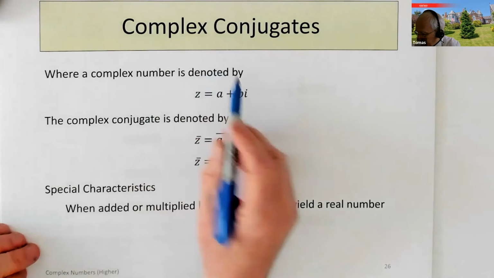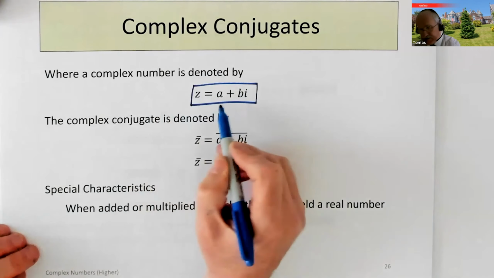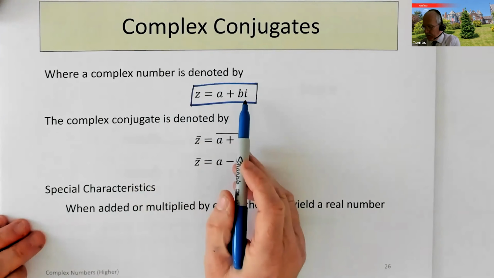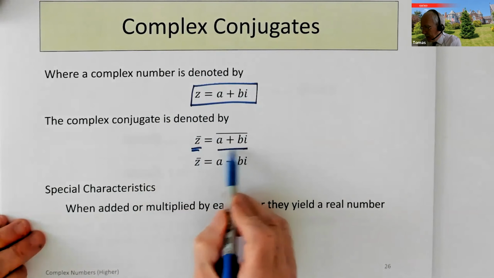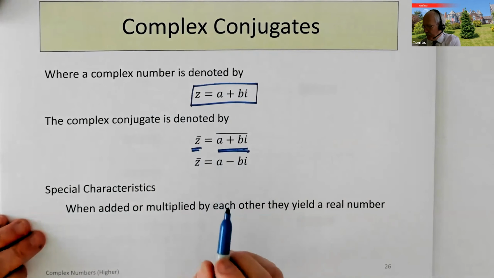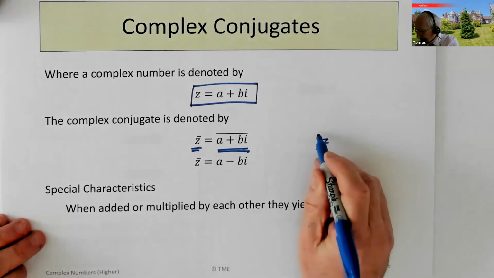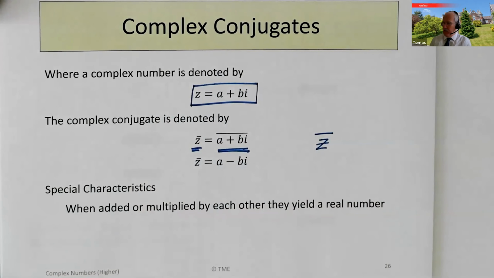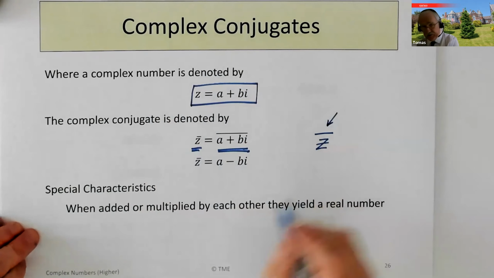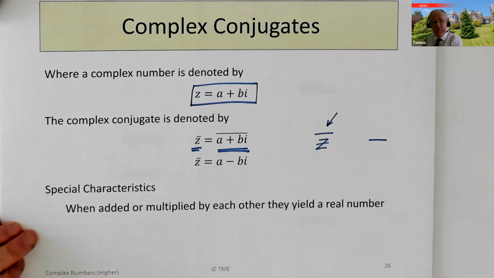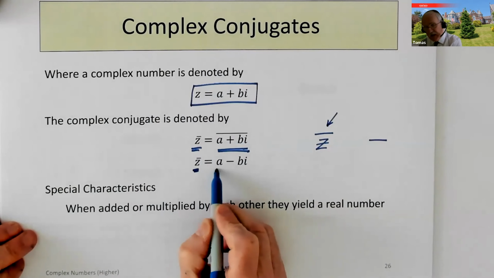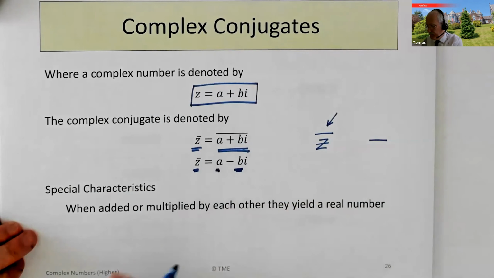Where a complex number is denoted by z equals a plus bi, z bar is a minus bi. So again, what's happening here is a new symbol is being introduced. This time the symbol is on top. It's a flat line above the variable, or above an expression. And it's defined as the same real part and the opposite imaginary component.